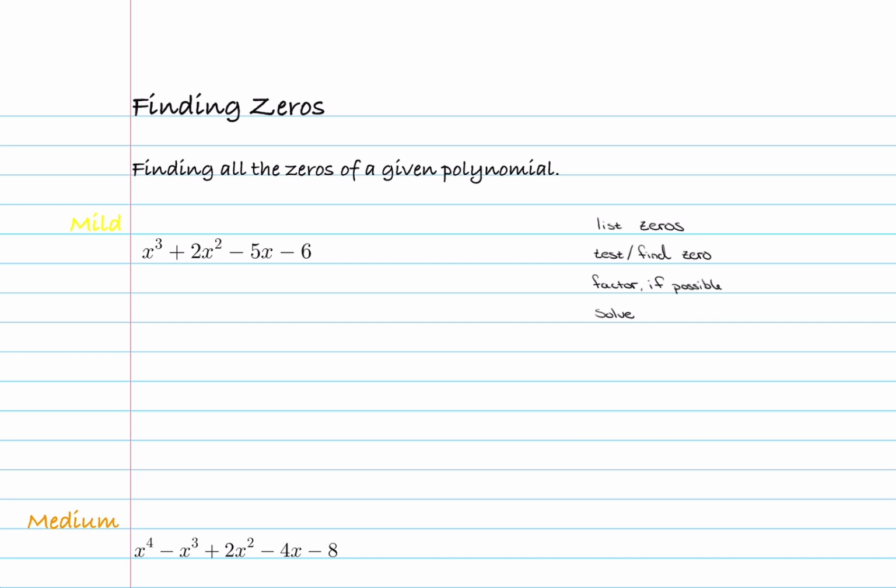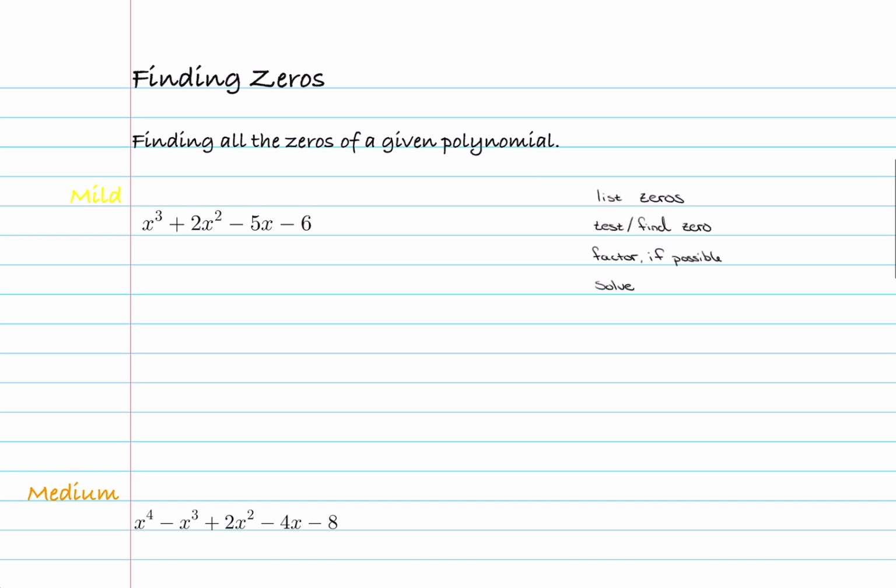Okay. So if you will remember from last time, we talked about zeros. These are x-intercepts, so the y value is going to be 0. Another name for these is roots. So if someone asks you to find x-intercepts, zeros, roots, it's all the same thing. All right. So we are going to go through 3 examples, going from mild, medium, spicy, like we usually do.